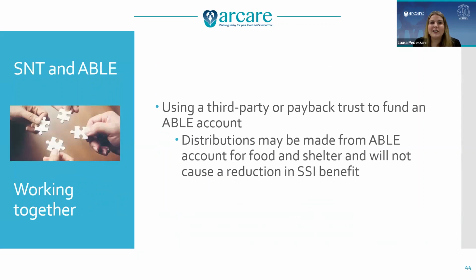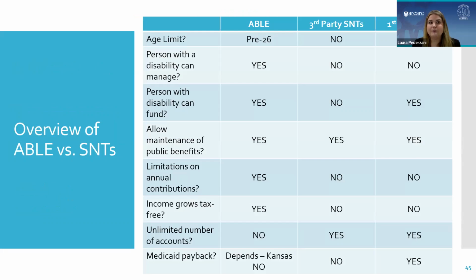So options. Why would an individual split between an S&T and an ABLE? Well, they work together, and they work together quite efficiently if the administrator helps guide. So a third party or payback trust can fund an ABLE account. Remember, distributions may be made from an ABLE account for food and shelter and will not cause a reduction in SSI, contrary to the trust paying for food and shelter, which would cause a reduction in SSI.